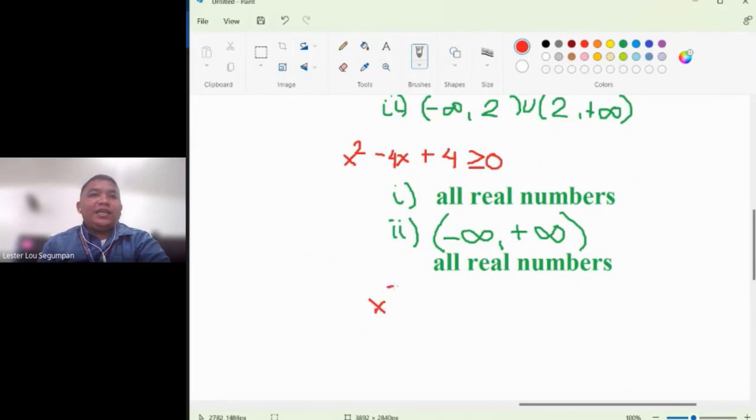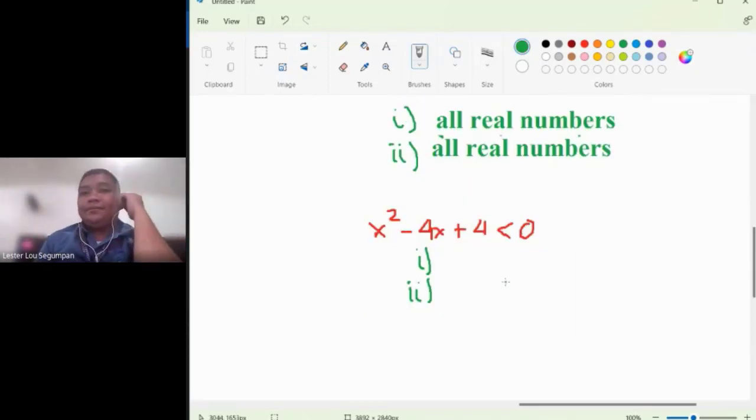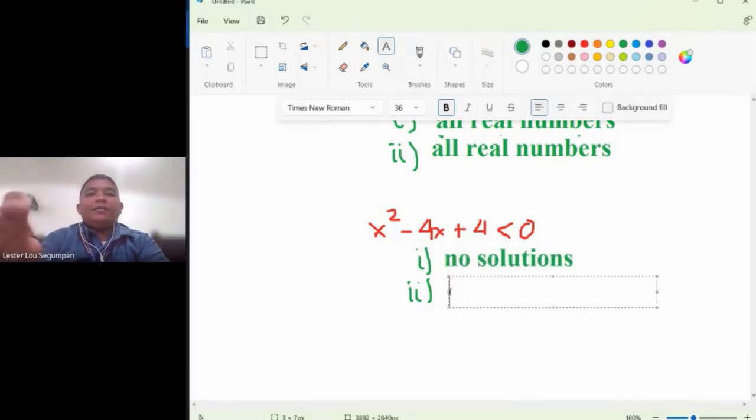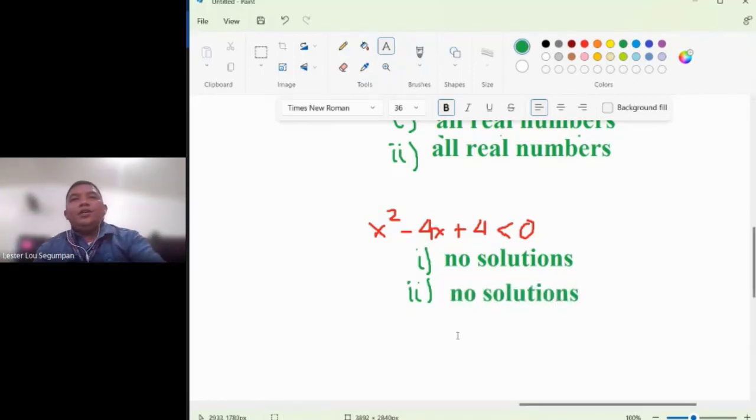But if we have plus 4 less than 0, the answer is no solutions. Anyway, that ends our concern.